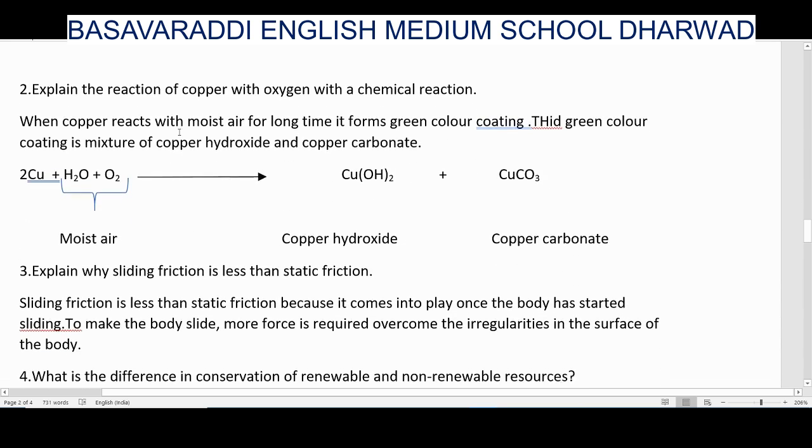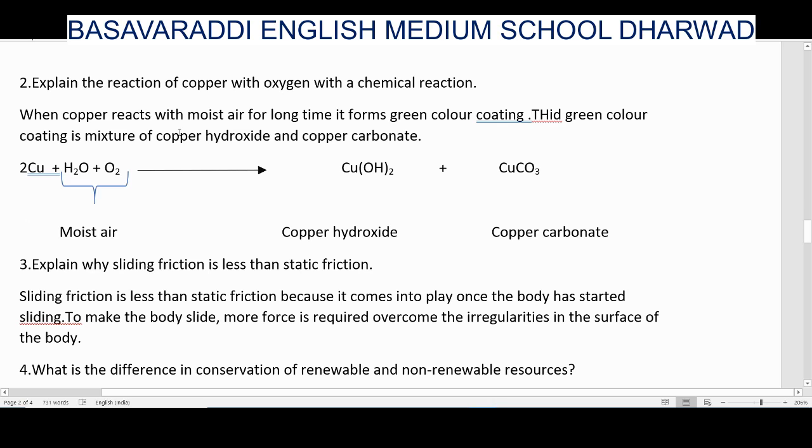Moving on to the second question here. Explain the reaction of copper with oxygen with a chemical reaction. So you need to write down how copper reacts with oxygen with a chemical reaction. When copper reacts with moist air for a long time, and when we are talking about moist air, it has both water and oxygen. Yes, that is your moist air.